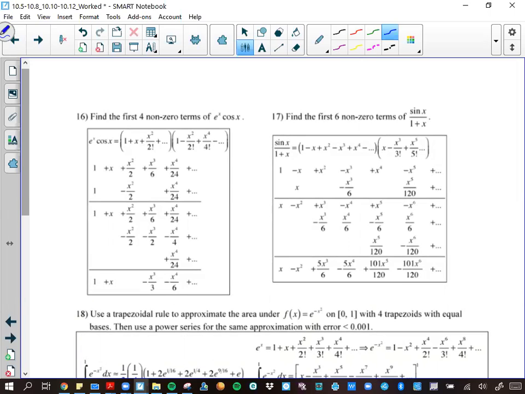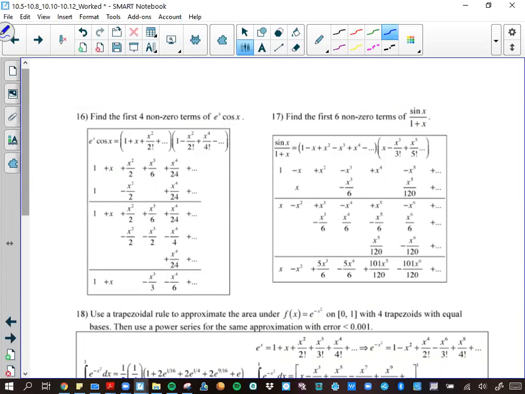Okay, and then what do you do? That's it. You FOIL and combine like terms. And then that's how you find those first 4 non-zero terms.